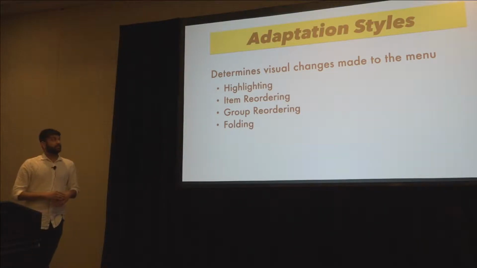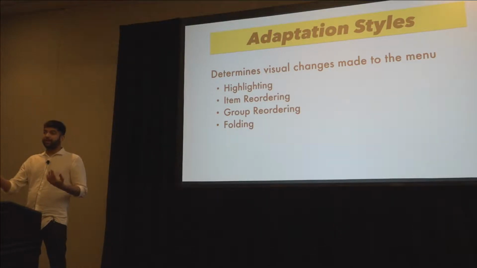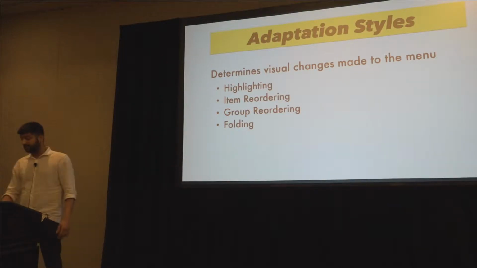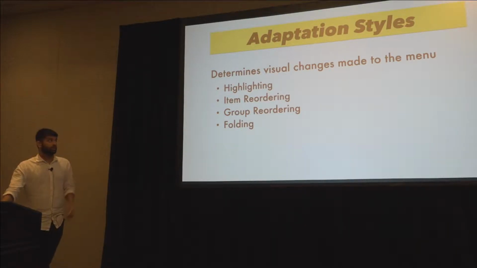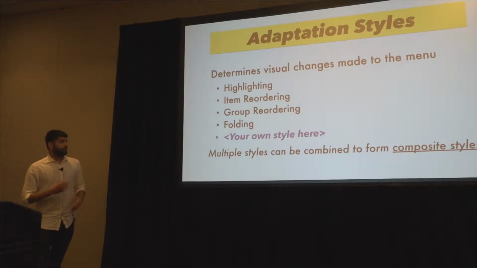Or you could implement something like folding, which is actually already implemented. So folding is basically, if you have, for example, a long menu with 10 elements, you might want to fold it to just show 3 and then an additional button saying show more, so that you only show the most prominent ones, thus reducing visual clutter. And again, you could implement your own style as well and easily integrate that into SAM. And finally, you could also combine multiple styles to form composite ones.